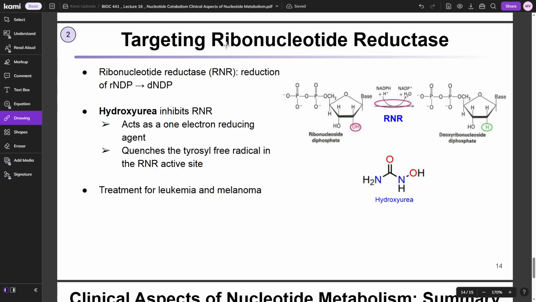You can also target RNR. There are different things that you could use. Hydroxyurea is one of them. It's a 1-electron reducing agent. It's basically a radical scavenger, and it gets rid of this free radical, which breaks the entirety of RNR. So that's another option you could use.